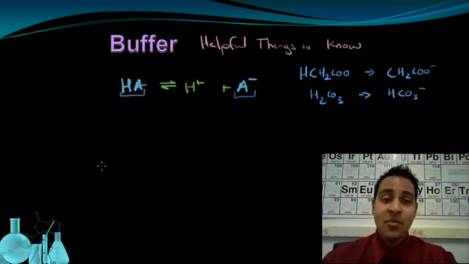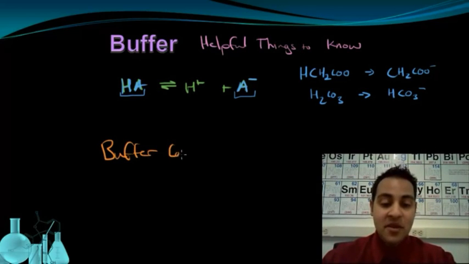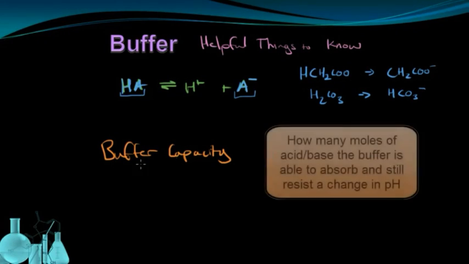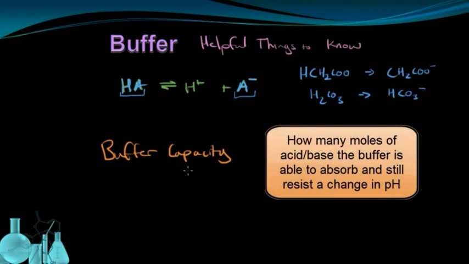The second thing that's important about buffers is that they have a limit, they have a capacity. It's called buffer capacity. And the buffer capacity basically refers to how much acid or base the buffer can absorb and still resist the change in pH. Because eventually, if one of these things is used up, if the weak acid is all used up neutralizing a base, or the conjugate base is all used up neutralizing a strong acid, then it won't be able to prevent that change in pH anymore. So the buffer capacity is how much the buffer can absorb and still resist the change in pH.